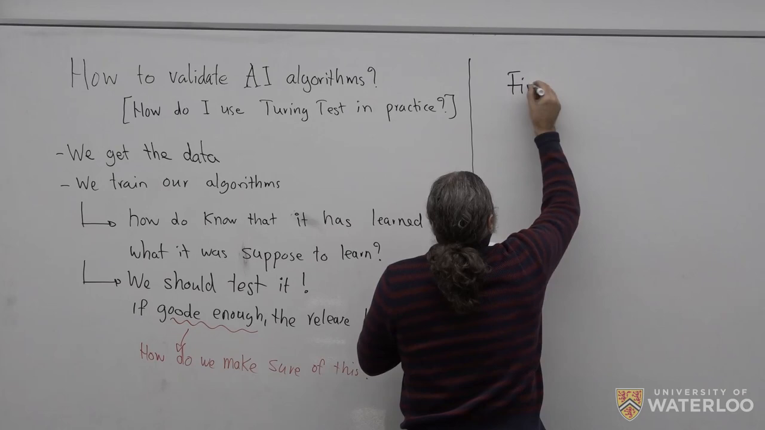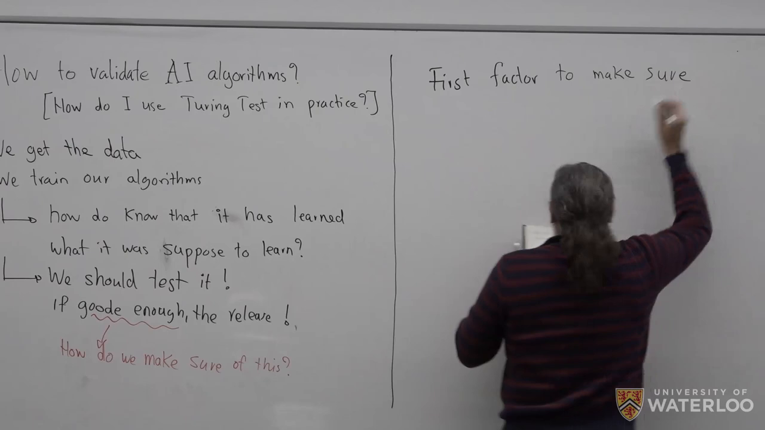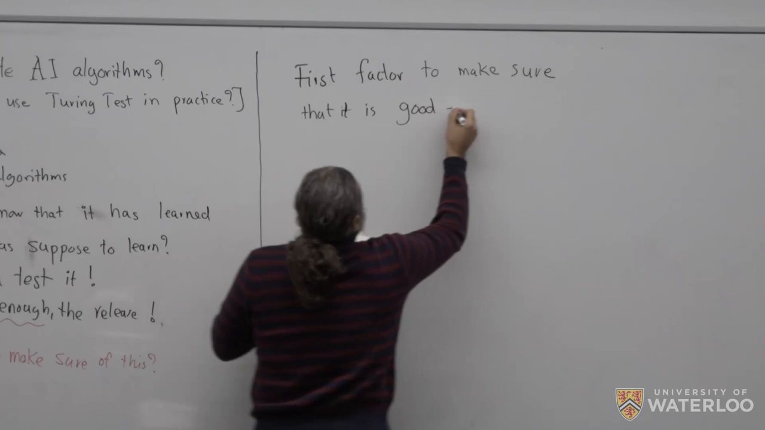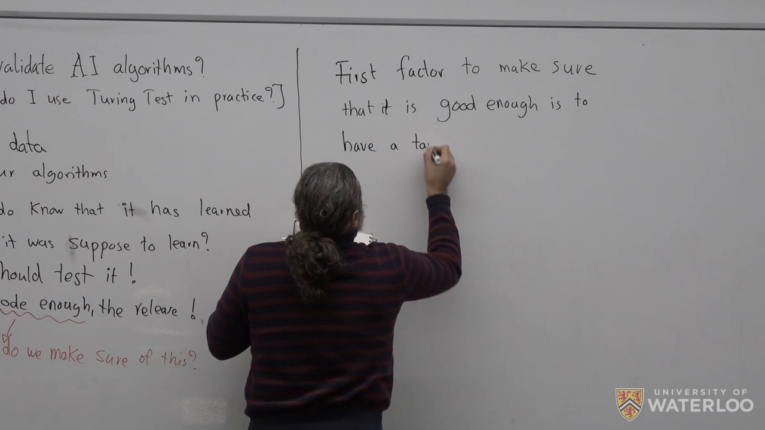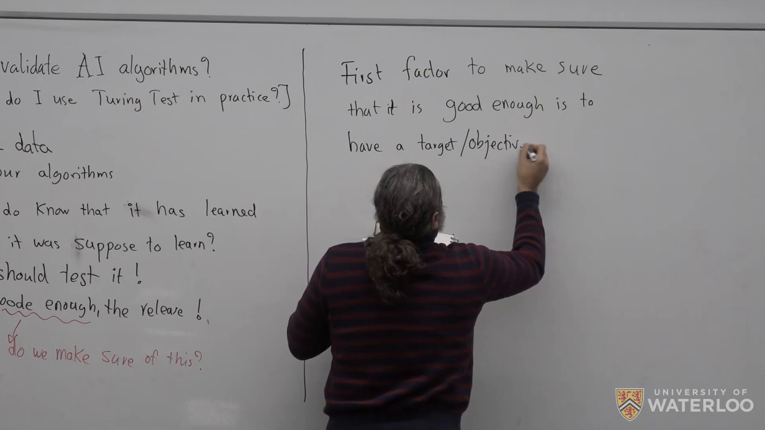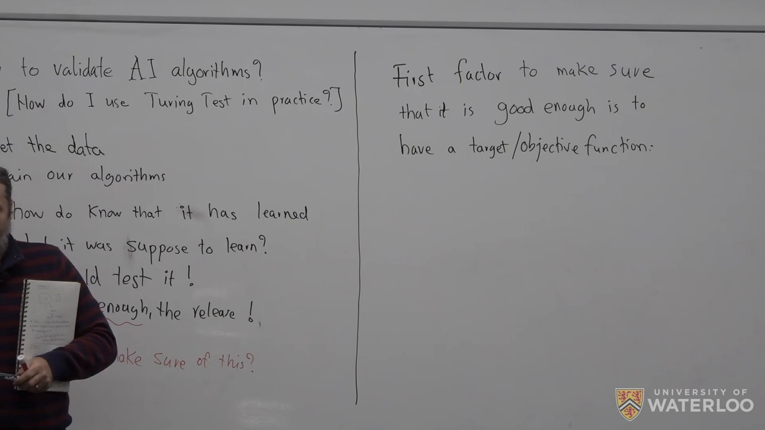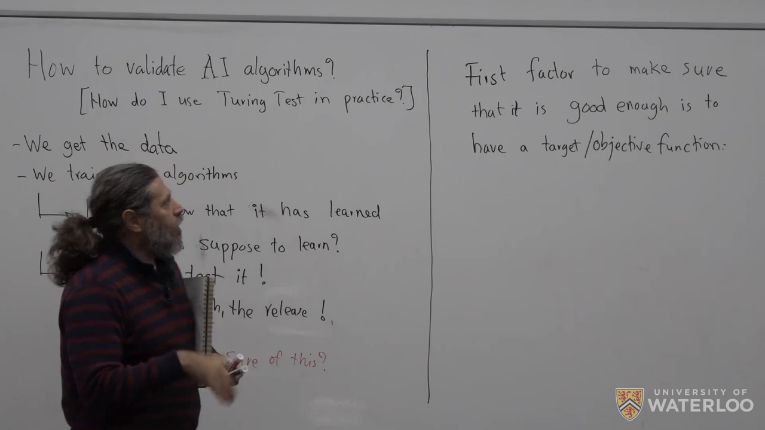So the first factor to make sure that it is good enough is to have a target function, a target or objective function. I did not use the phrase objective function alone, because if I use that, people would say, oh, objective functions are reserved for optimization. AI is not optimization. Well, AI is optimization, you know, in a non-conventional way. But okay, so target slash objective function.